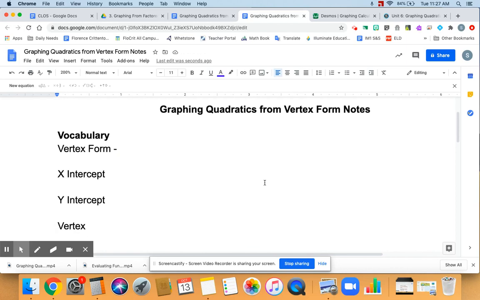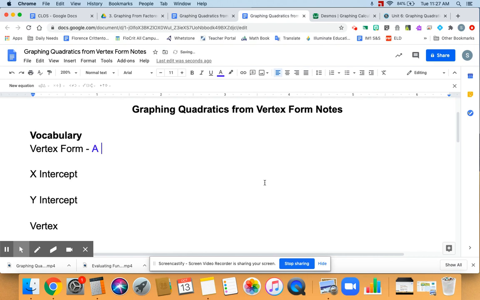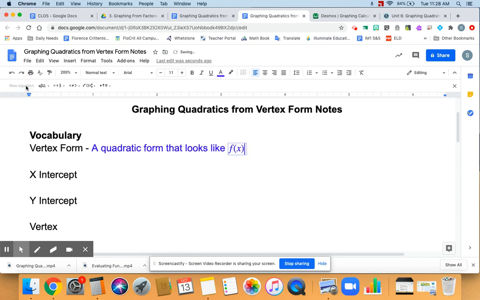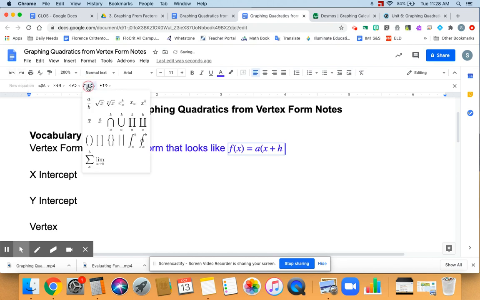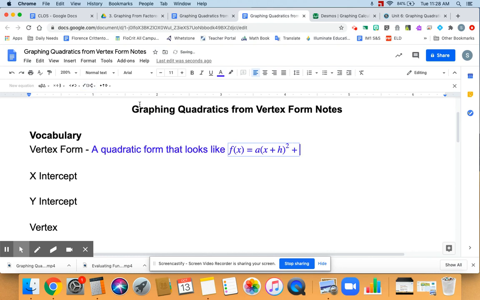So if we begin with the vocabulary words, vertex form is a quadratic form that looks like this. A is just any number in front of the parentheses. Then in the parentheses is going to be an x plus an h, and there's one parentheses that's going to get squared. And then there's usually some number getting added to the end. And that's how you know it's vertex form. Mostly it's the parentheses getting squared.